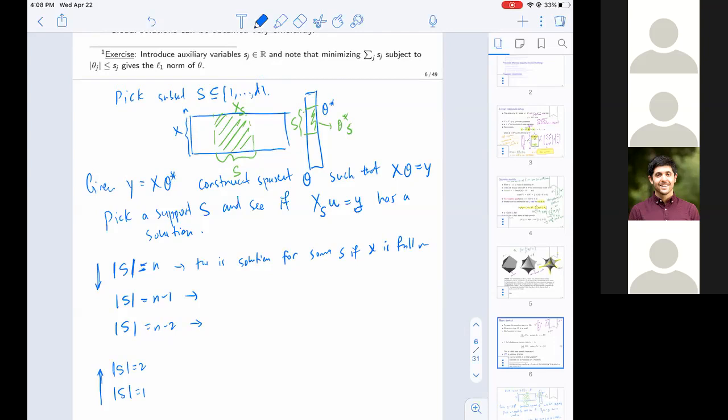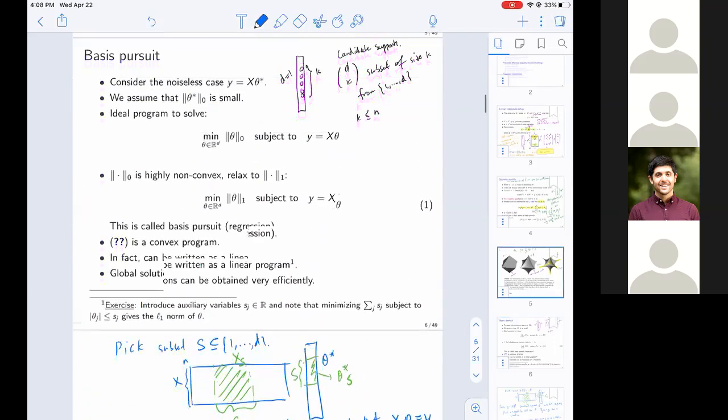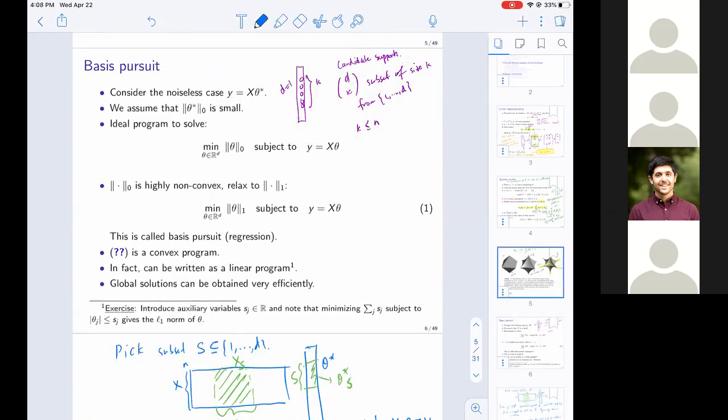If not, then you'd go to all the subsets of size 2 and try to solve these systems x sub s u equal y for all of them. Yeah, that is hard. Okay, sounds good then. Any other questions? Okay, so that's how you do it, but in practice, that's going to be combinatorially hard. In some cases it works, and you might actually be interested in doing that.